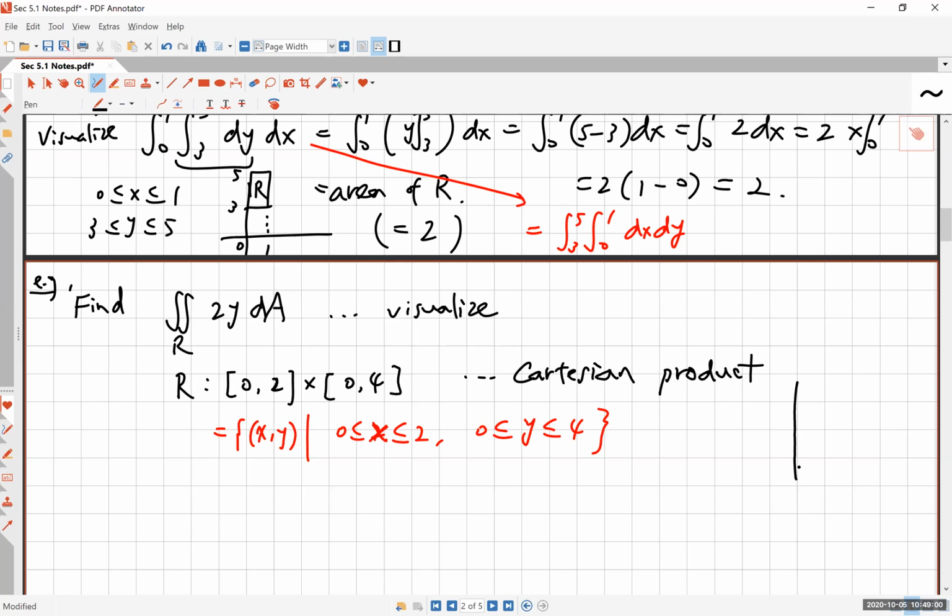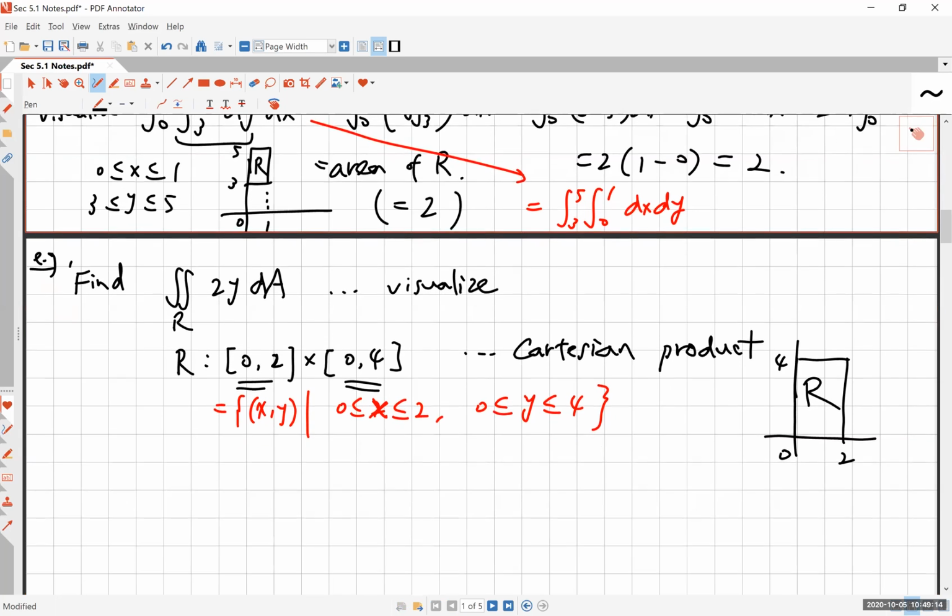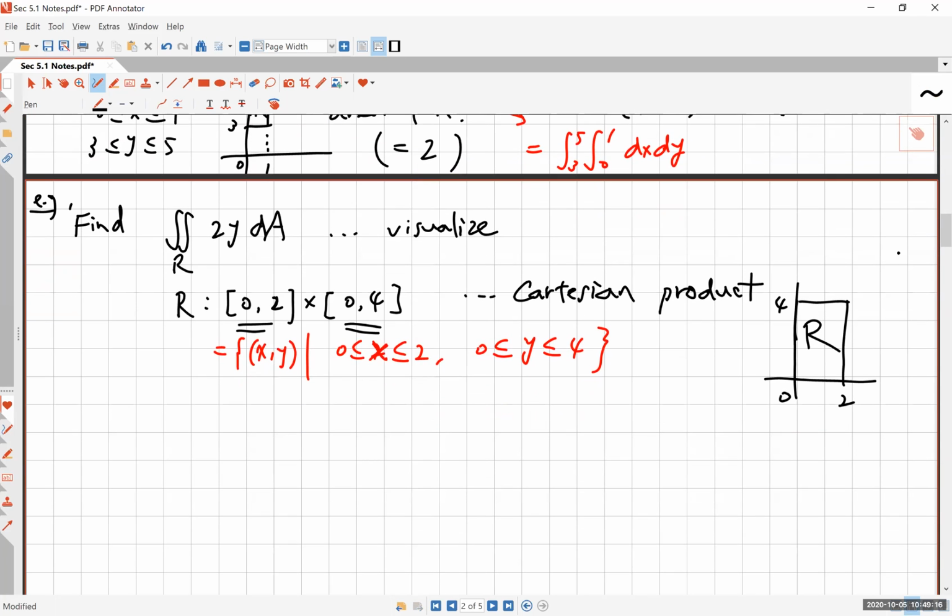So what are we talking about? We're talking about this. x goes from 0 to 2 and y goes from 0 to 4. That's the region we are talking about. And if all of these are constants, of course you get a rectangular region. So this is called the rectangular product or Cartesian product, since Descartes is the champion of the Cartesian or rectangular coordinate system.